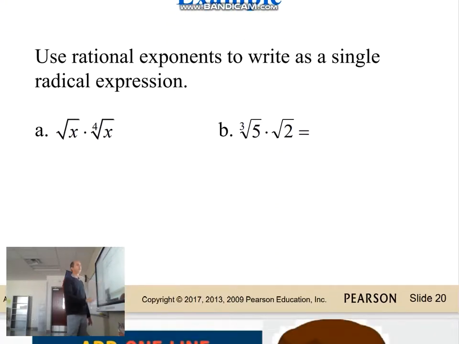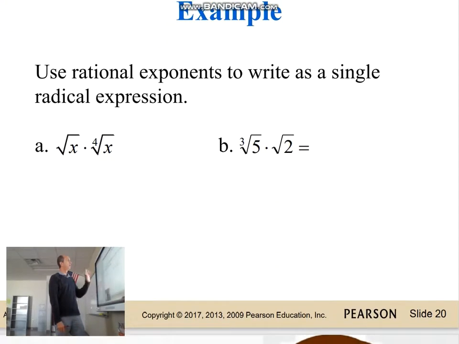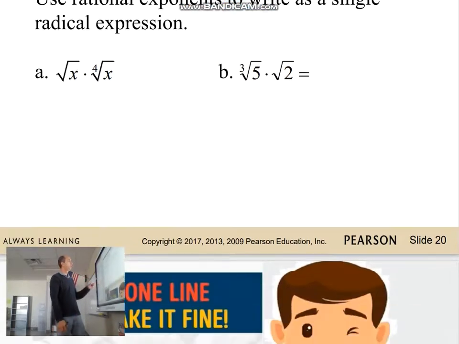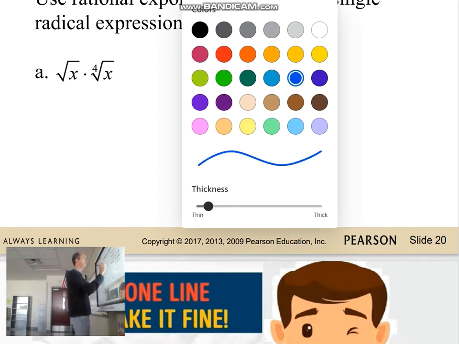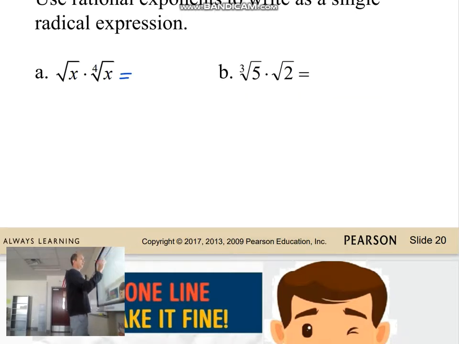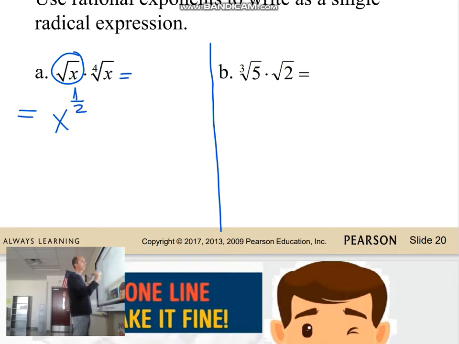Another example here: apply rational exponents and write as a single radical expression. Let's check how to work this out. Let me split this. First, the square root of x we can write as x to the 1 over 2, right? Times the fourth root of x, which is x to the 1 over 4.